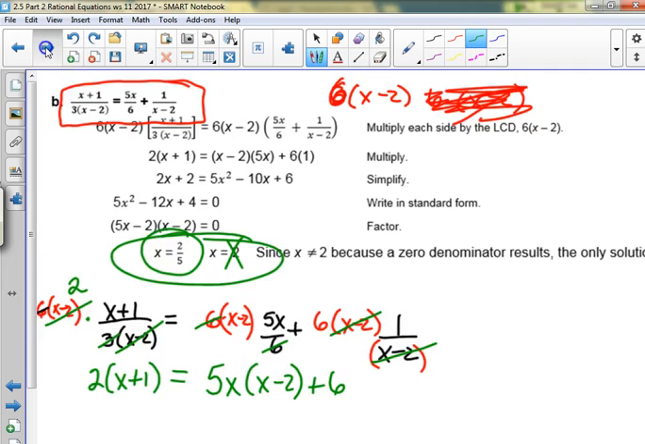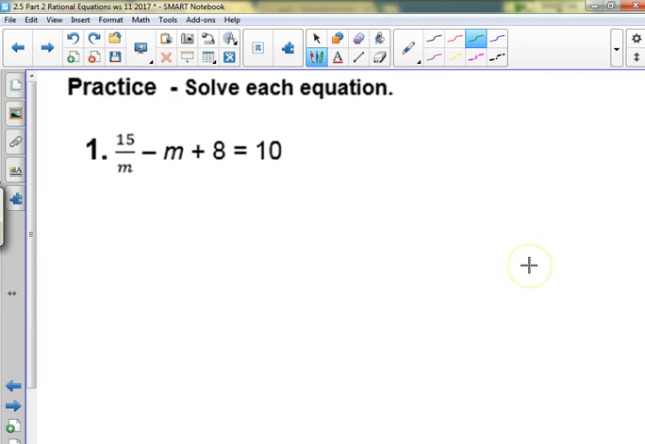All right, let's try this one. What's our only denominator? M. So you want to multiply by an m right now? Or our other option would be what? We could subtract the 8 over to that side first. Doesn't matter. You want to do the 8 first? All right. So we have 15 over m minus m equals 2.